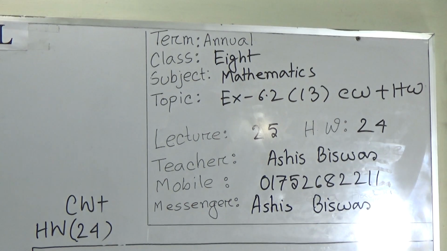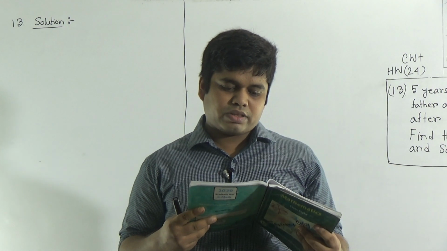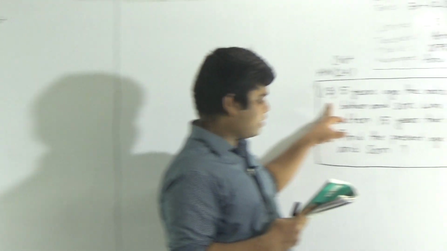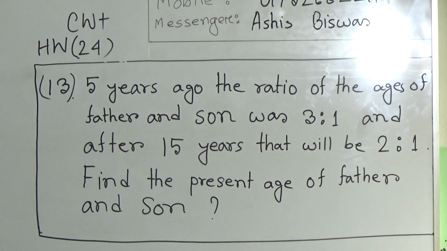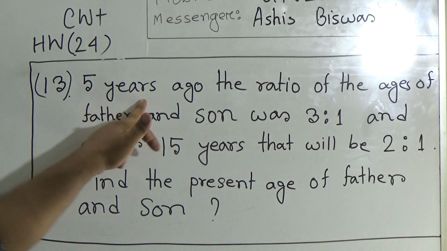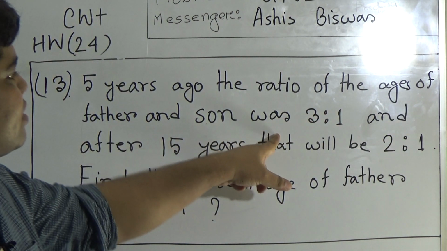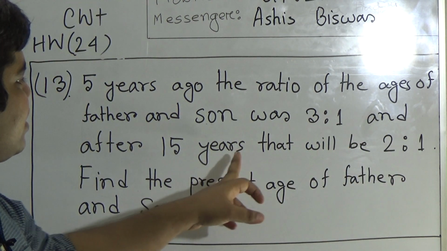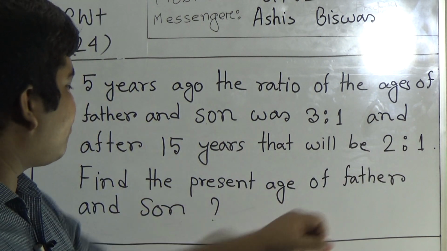So my dear students, open your math book, page number 119. Question number 13 will be solved in our class. Here I have already written this question on the board. So I close this book. Before starting to solve this math, at first we read the question. Please notice. 5 years ago, the ratio of the ages of father and son was 3:1, and after 15 years, that will be 2:1. Find the present age of father and son.